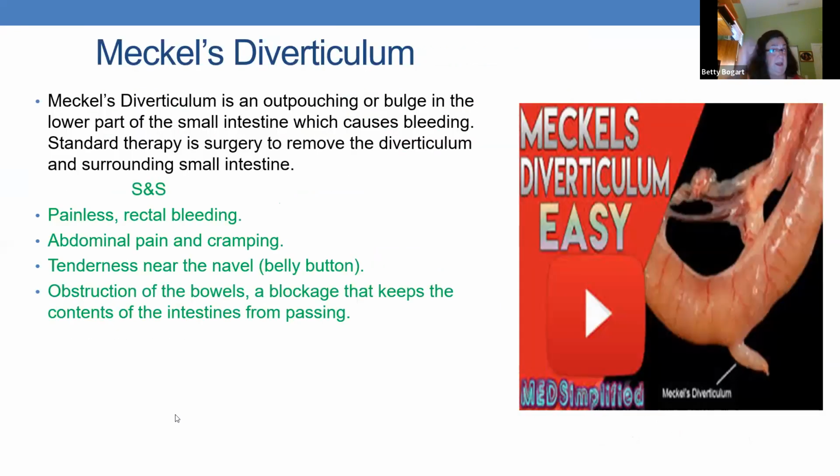Meckel's diverticulum is like a little outpatching with a little tab in the lower small bowel, and it has a big blood vessel in it, and it rips. And all of a sudden bleeding comes through the intestines. And you will see maybe slight tenderness in the abdomen, but nothing really great, but you'll see what we call painless rectal bleeding, and that requires surgery to fix it.